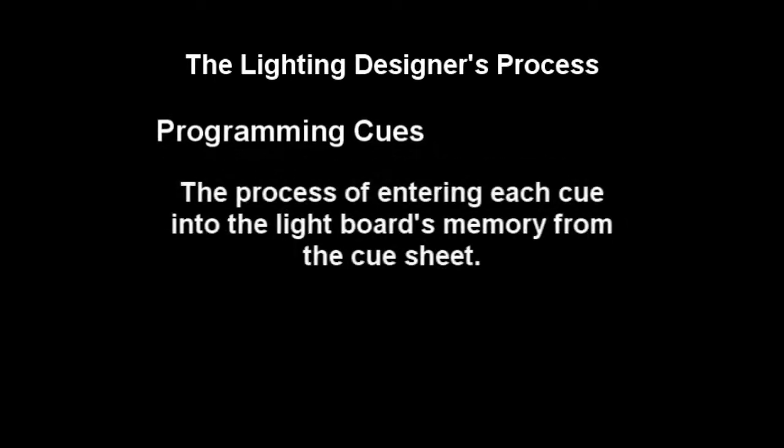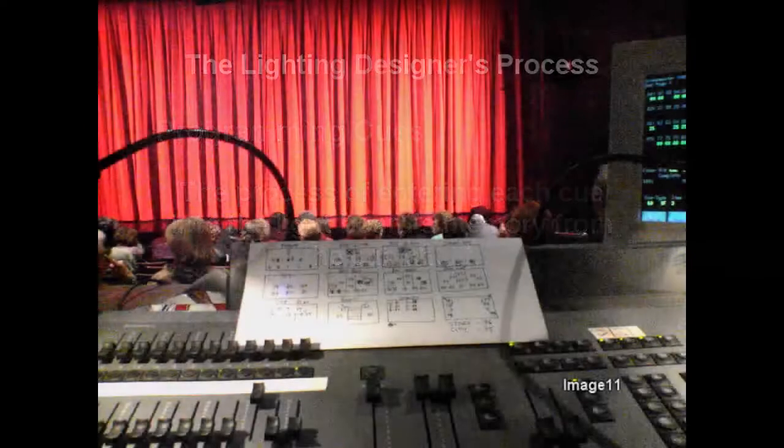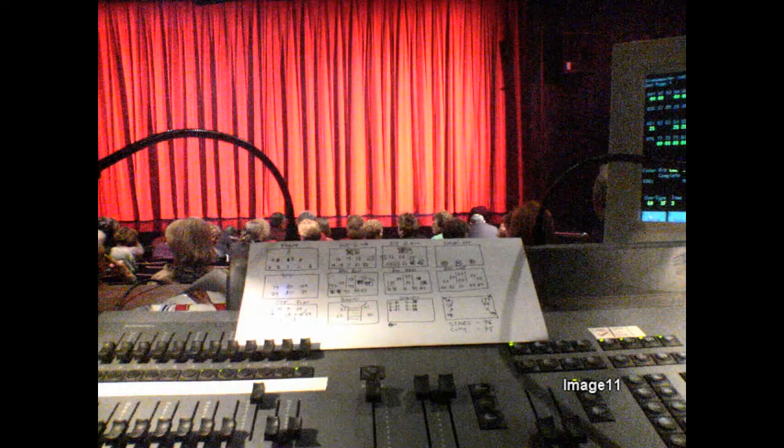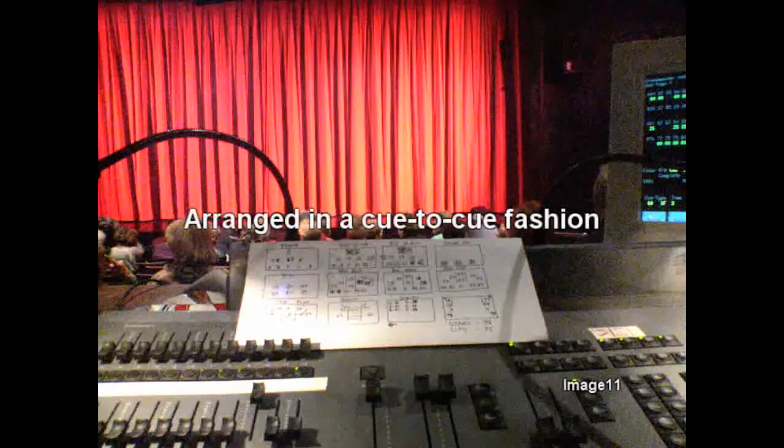Once these lights have been hung, patched, and focused, the designer begins to program each cue from a cue sheet that indicates where the light changes will take place in a script. From the light board, the cues are arranged in a cue-to-cue arrangement.